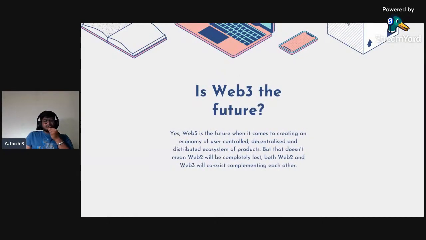So going forward, is Web3 the future? Yes, Web3 is the future when it comes to creating an economy of user control, and a decentralized and distributed system of products. But that doesn't mean that Web2 will be completely lost. Both Web2 and Web3 will coexist, complementing each other. So if someone asks me, will Web3 be the only thing ruling the entire next decade? I would say no and yes at the same time.